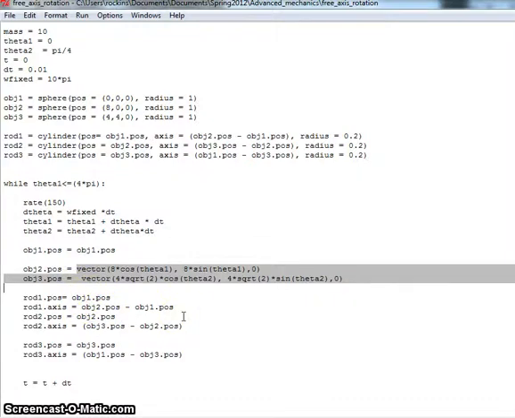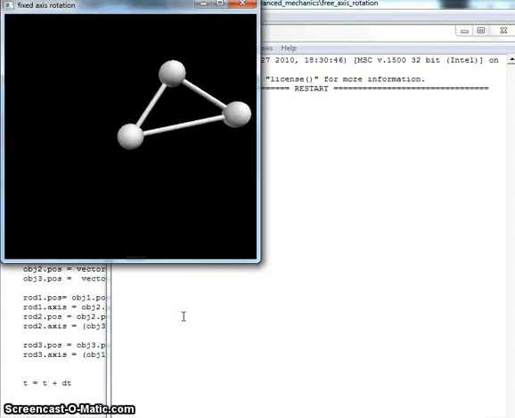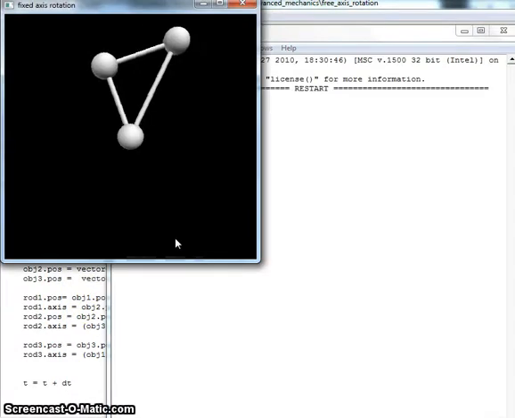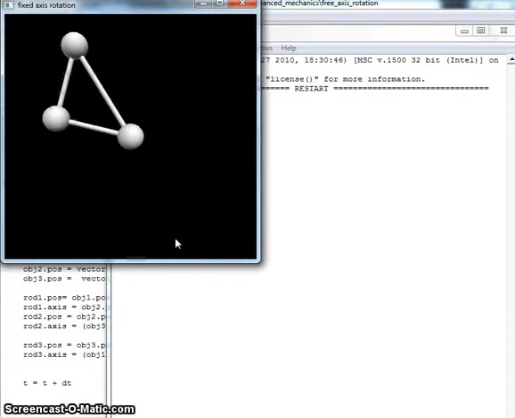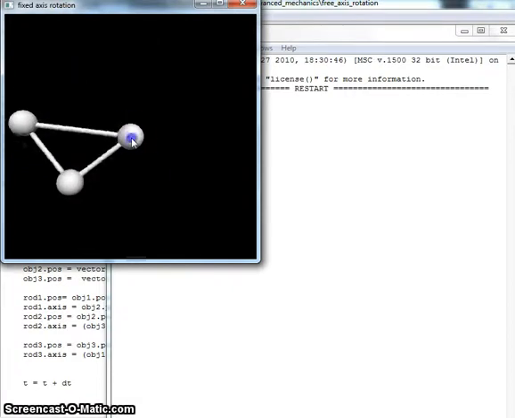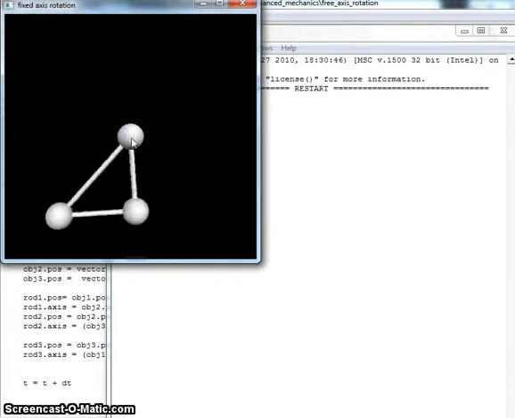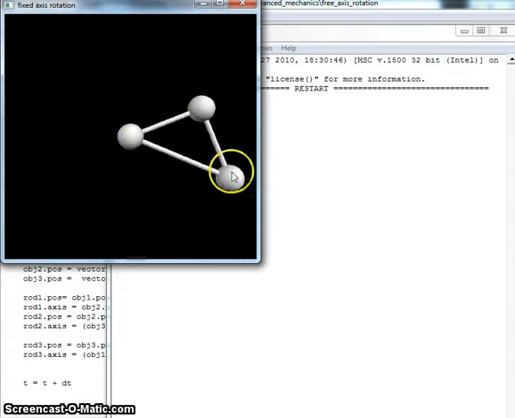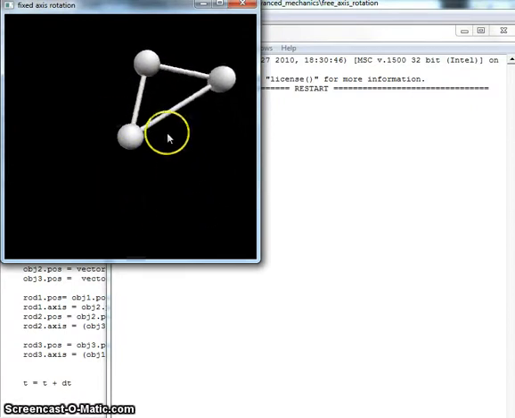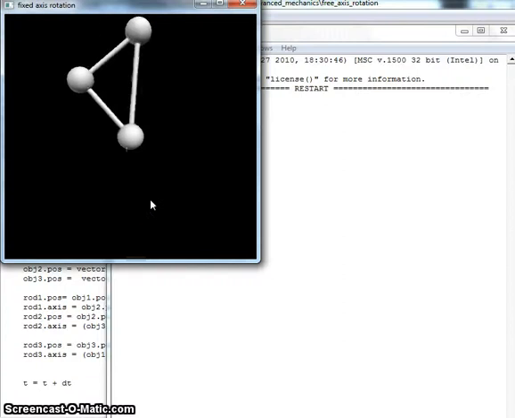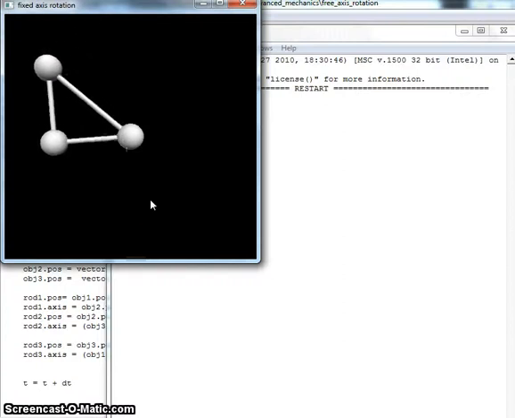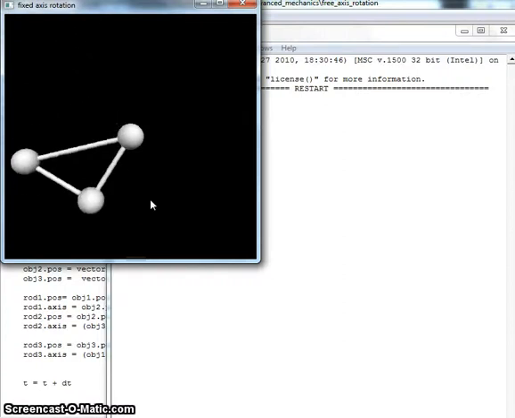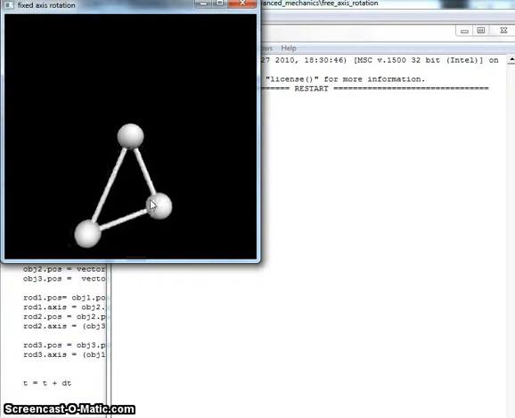Okay, let me run this and I'll show you. Oh, it's an anti-clockwise rotation. This is the center at which the object is rotating, and that's it. L is in the same direction as omega. Sorry, this is fixed axis rotation because L is in the same direction as omega.